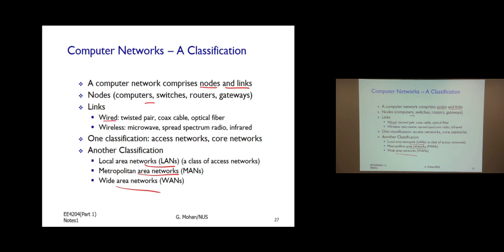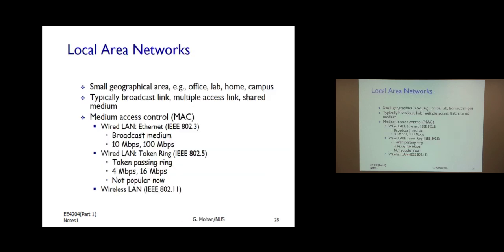Links could be wired or wireless. Wired could be twisted pair copper wire like Ethernet or telephone cables, coaxial cables like TV cables, or optical fiber. Similarly, wireless could be through satellite or by radio waves or infrared, short distance communication, etc. Let's look at them one by one, and we look at the key features of LAN, MAN, and WAN, and we also see how they differ. Let's start with local area networks.